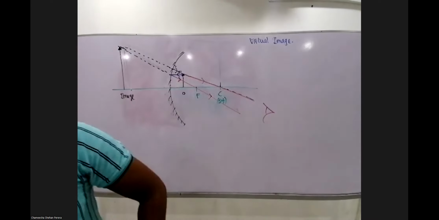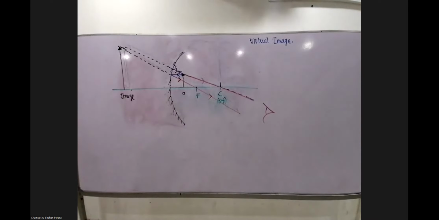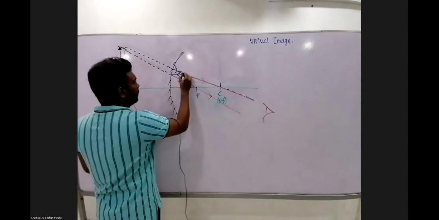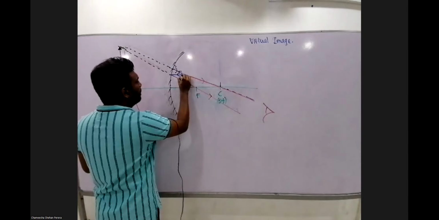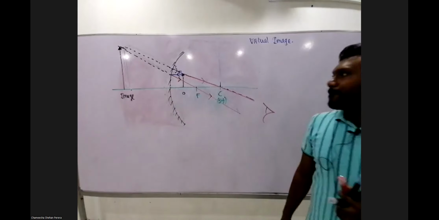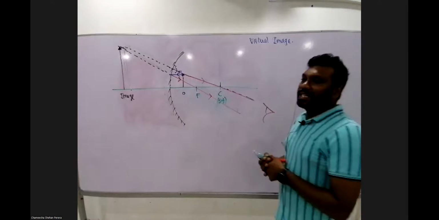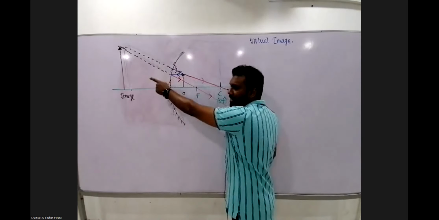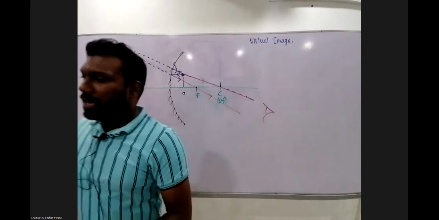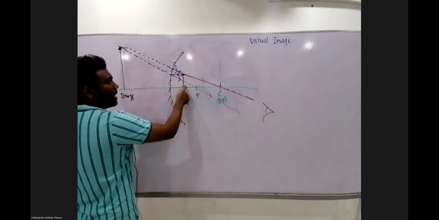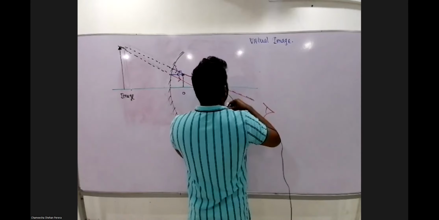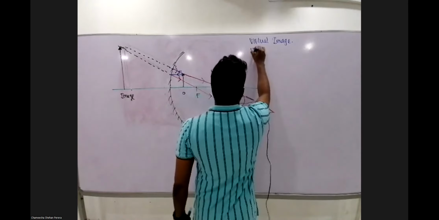Perfect. So then, Shanuki, tell me about the orientation of the image. What can you say about the orientation? So that means like upright or inverted? No. Consider the orientation. Does this image have the same orientation as the object? Yeah, right, sir. So the arrow is upright here. So this image is also upright here. So it's the same orientation. That means it's what sort of an image? It's an upright image.